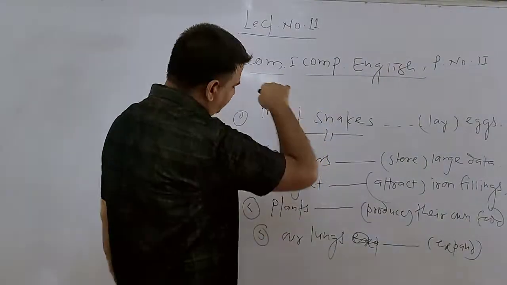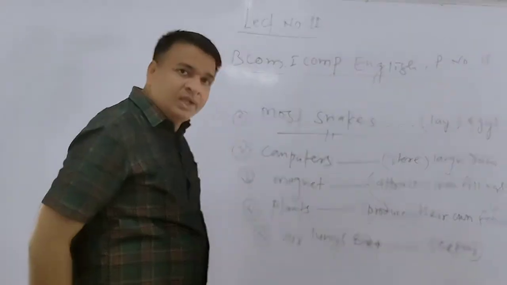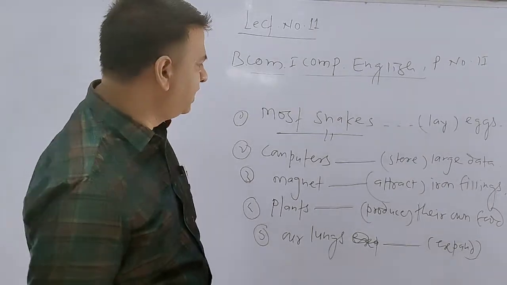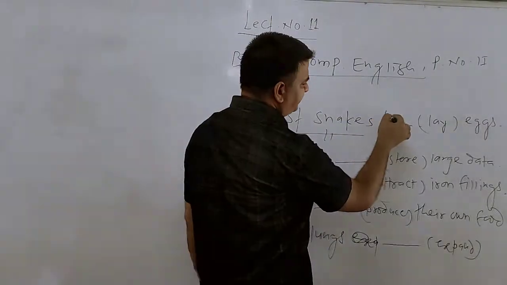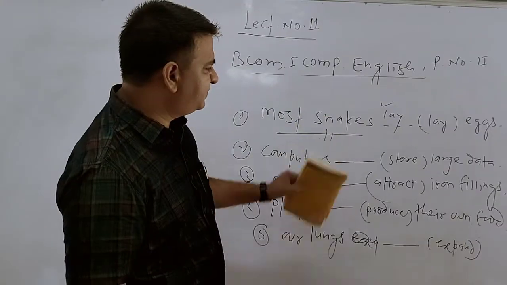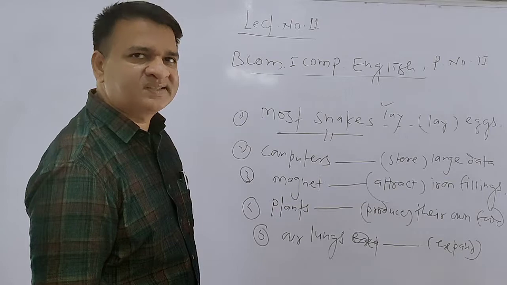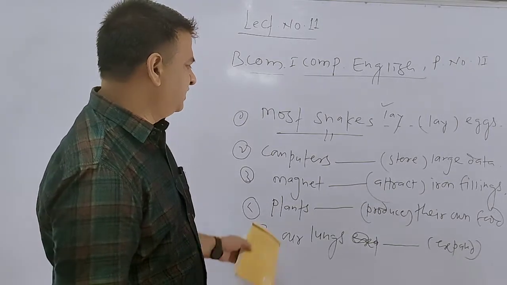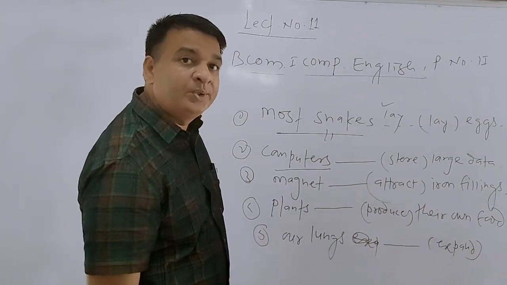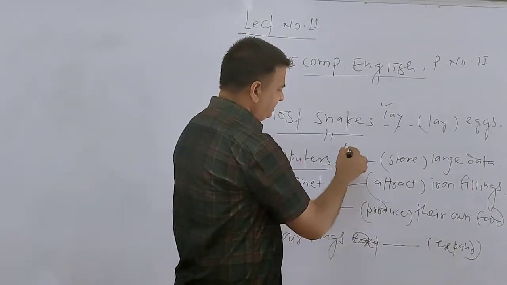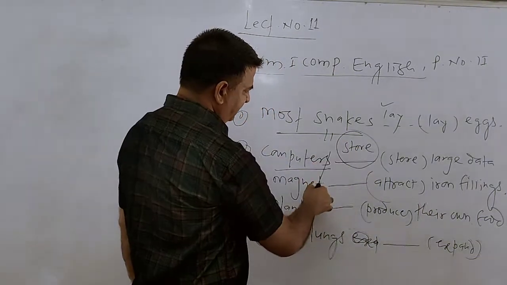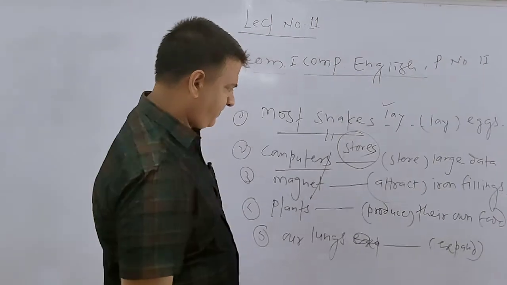Because we have, this is the noun. If it is plural, we have to use the basic form of the verb. Most snakes is a plural form. We simply say lay. Most snakes lay eggs. And if it is singular, third person singular, most snake, we use lays. Computers, this is again a plural noun, third person plural case, and so we simply use store. And if s is not there, we use stores.